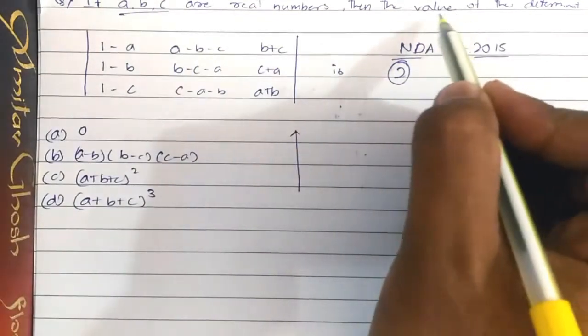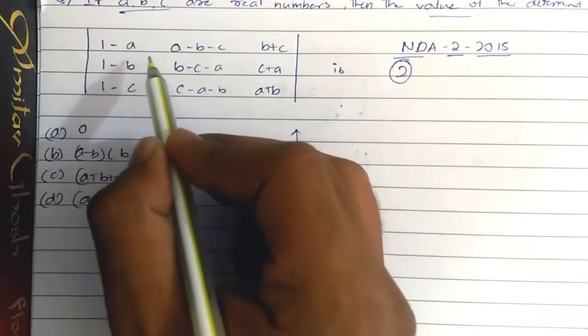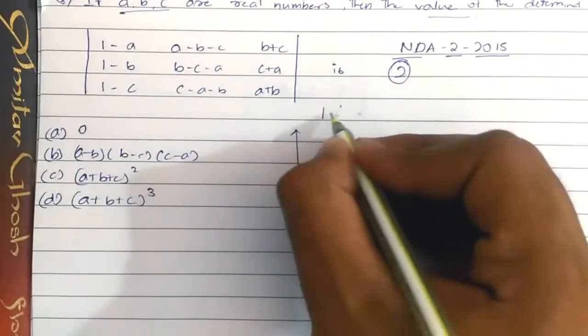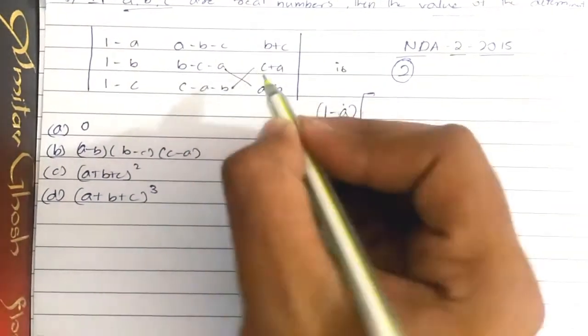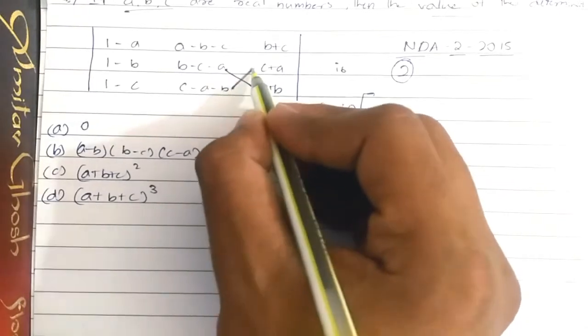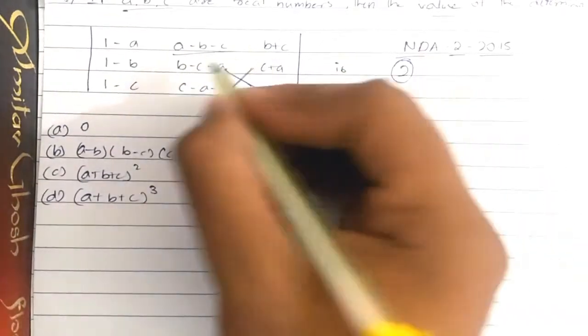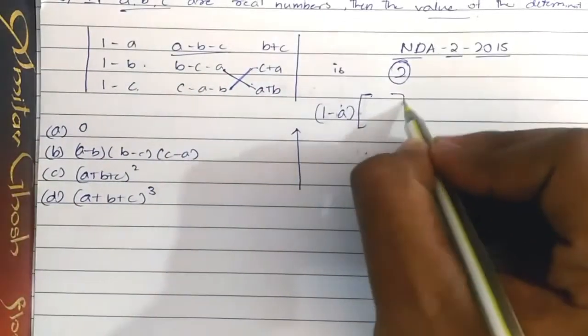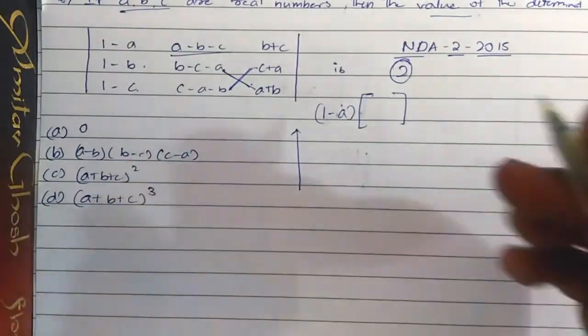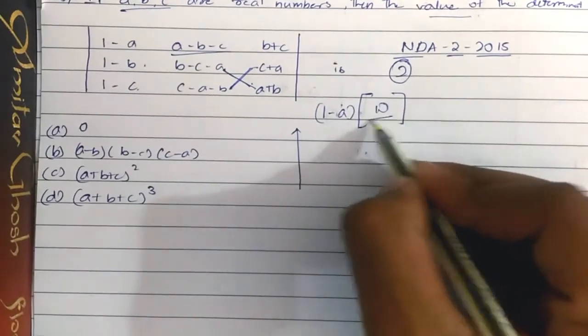So here is the question. A, B, C are three real numbers, then we have to find the value. If you have to do it directly, then we'll have to use the normal multiplication: 1 minus a into, we'll have to multiply these and subtract it from the multiplication of these. Then we have to take this one and do the multiplication of these and subtract. So this is a big task, okay? If you are going to do it by the normal method, it's a big task. It will take almost 10 minutes for you to solve this question.